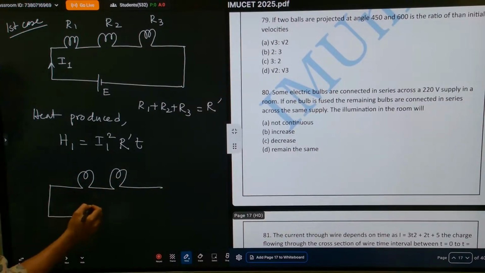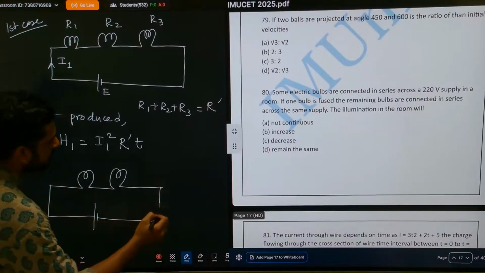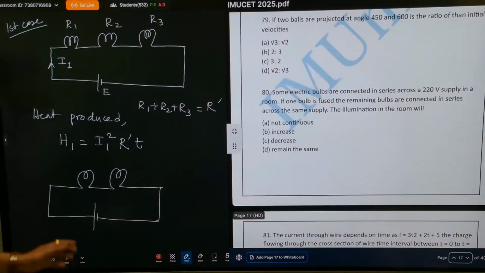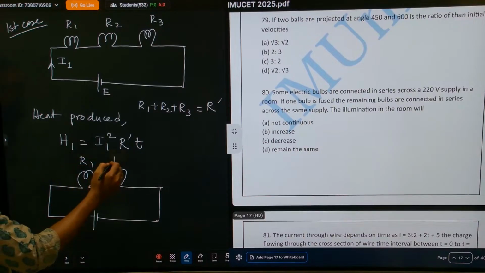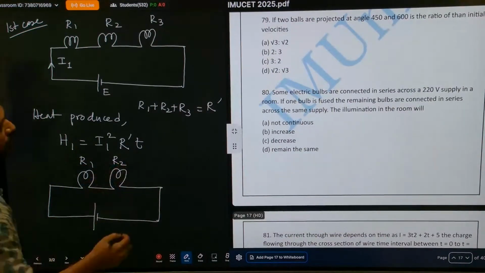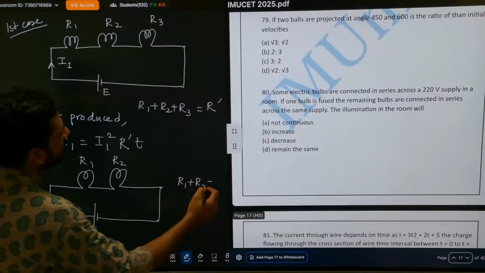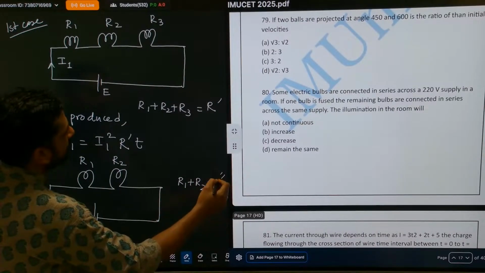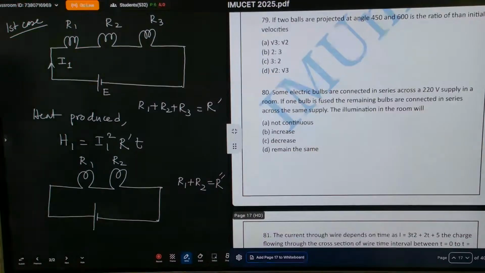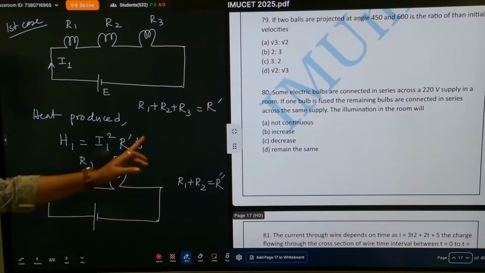One is already fused, meaning it's been short circuited, so current is not passing through the bulb at all. Let's say now we are only connected with R1 and R2. So what will be the resistance now? R1 plus R2. Let's say that is R double prime, double dash. It will be different now.